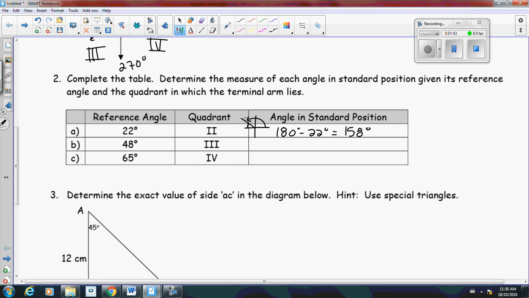B has a reference angle of 48 degrees in quadrant 3. So quadrant 3 is down here. This angle is 48 degrees. So here I've gone 48 degrees past 180. So I'm going to take 180 plus 48, which gives me an angle of 228 degrees. C, we're now in quadrant 4 with a reference angle of 65 degrees. So to calculate the long way around, which would be the angle in standard position, I'm going to take 360 and subtract 65 because I'm 65 degrees short of reaching that 360 degrees. And I get an angle of 295.